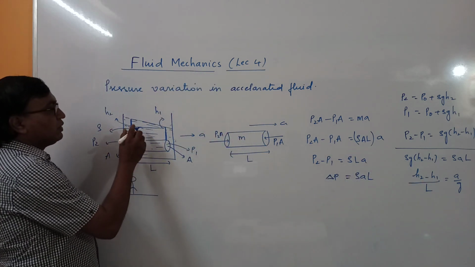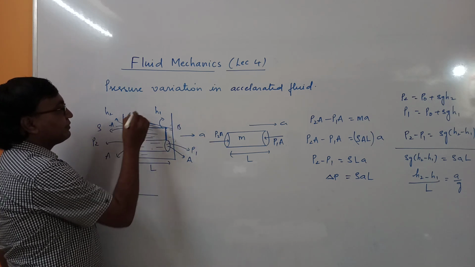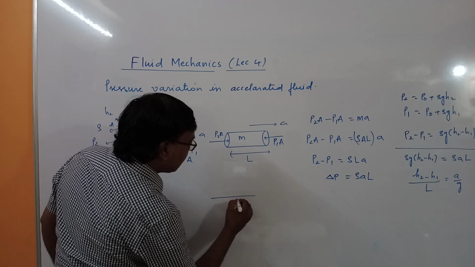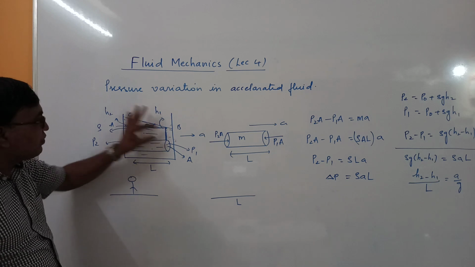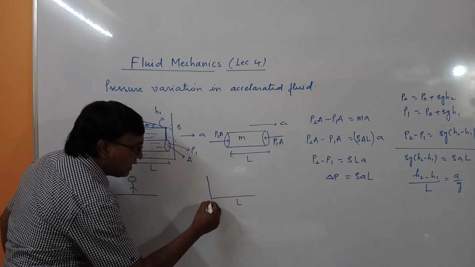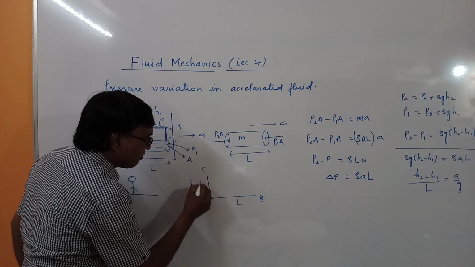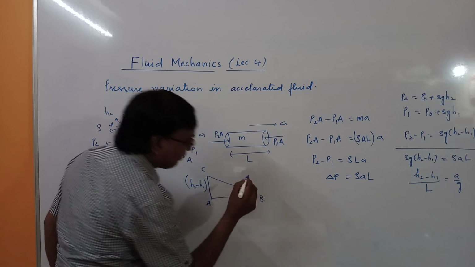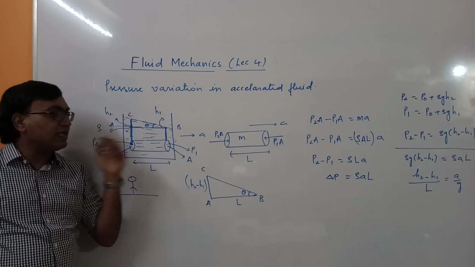Now let us see here. Let us say this is point A, this is point B, and this is C. This is making an angle theta. This length is L. This height is H2, this height is H1, so this height will be H2 minus H1. So this is A, this is B, this is C, and this height is H2 minus H1, and this is angle theta. This is the angle made by the free surface of the liquid with the horizontal line.